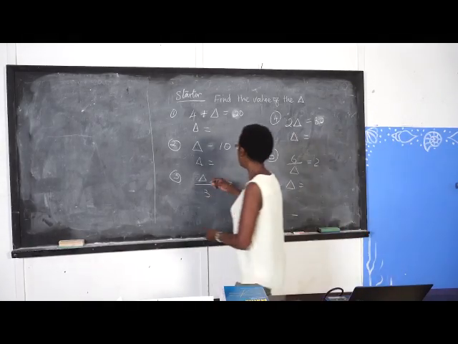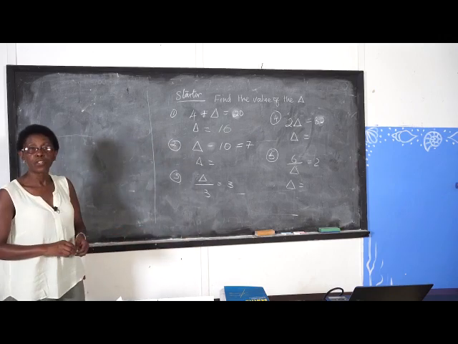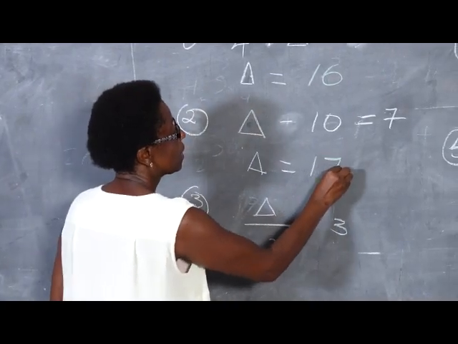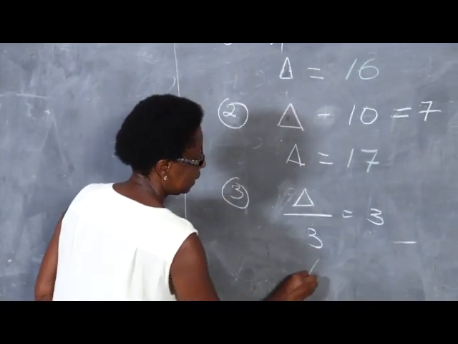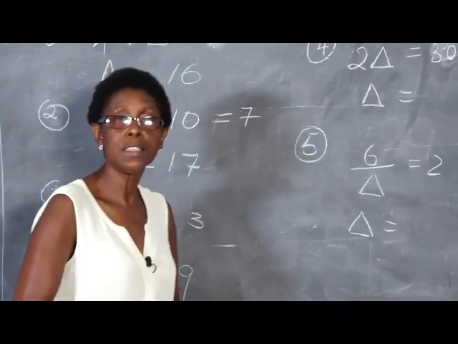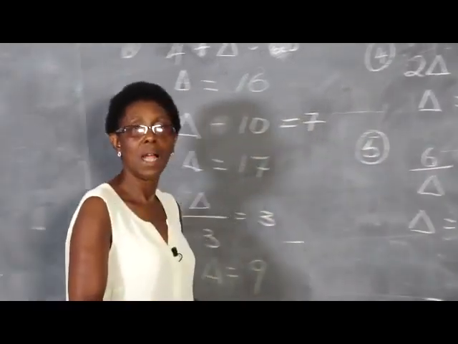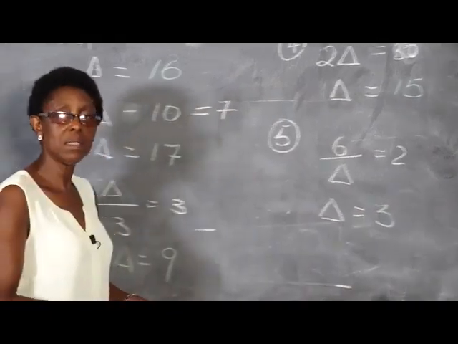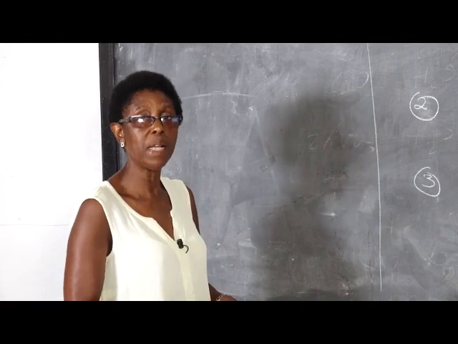Now, you should have for your first one, your triangle being 16. For your second one, you would have your triangle being 17. Your third one, your triangle equals 9. Fourth one, you should have your triangle equals 15. And your last one, triangle equals 3. If you've got all 5 correct, well done. If you've got 3 or better, good.